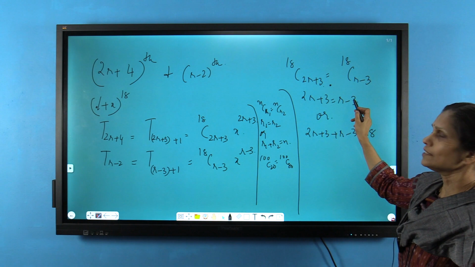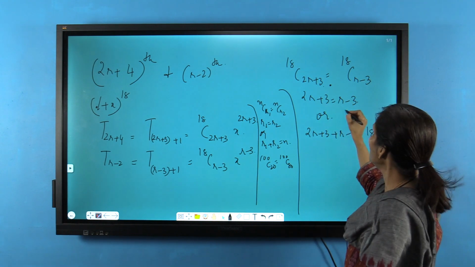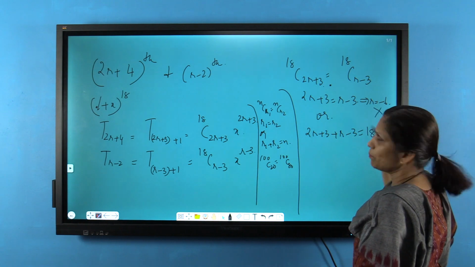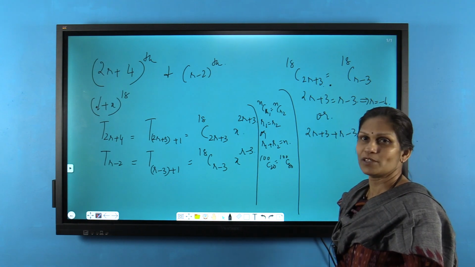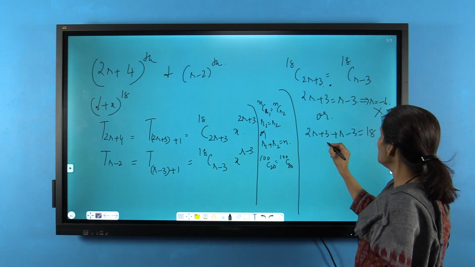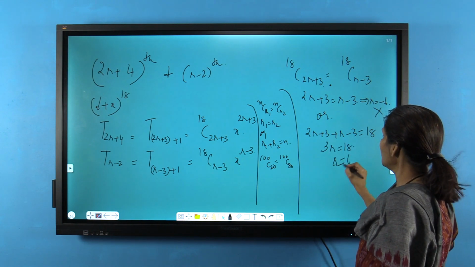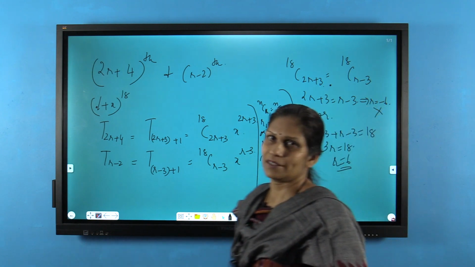Now, if this is the equation that holds, what do you have? R is equal to minus 6. Is that possible? I told you R has to be a positive integer. Here what do you observe? 3R is 18, R is equal to 6. This is your answer.